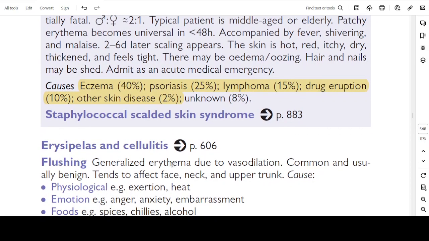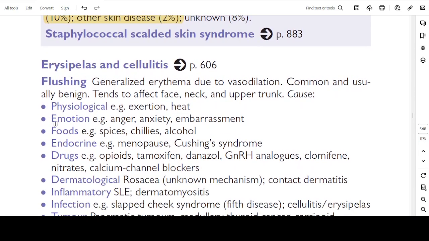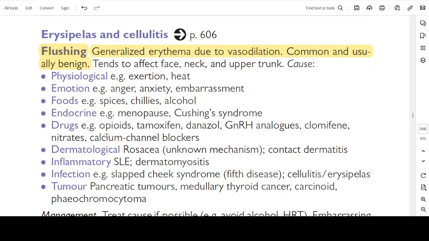Next is psoriasis. Staphylococcal scalded skin syndrome 883. Erysipelas and cellulitis 606. Flushing. Generalized erythema due to vasodilatation, common and usually benign. Tends to affect the face, neck, upper trunk. Causes are physiological, for example exertion or heat.